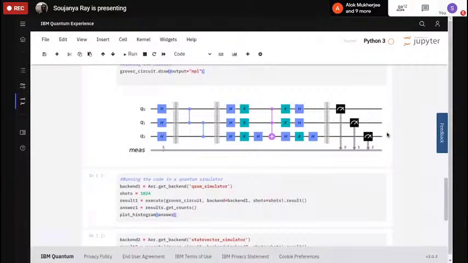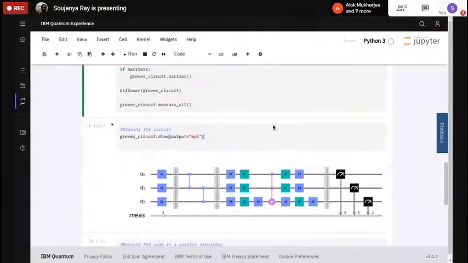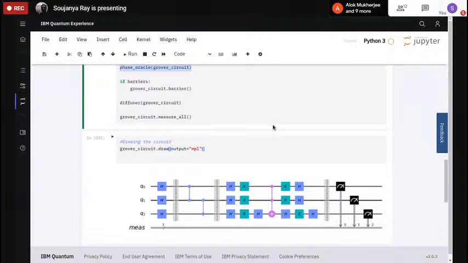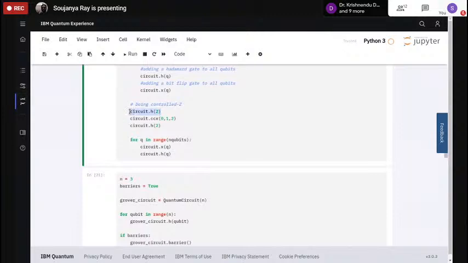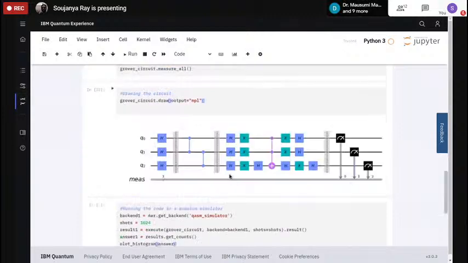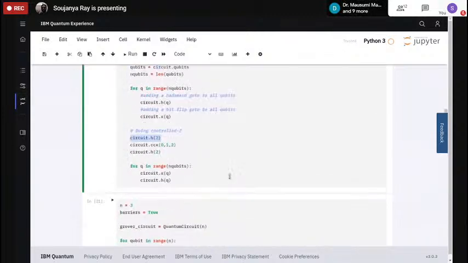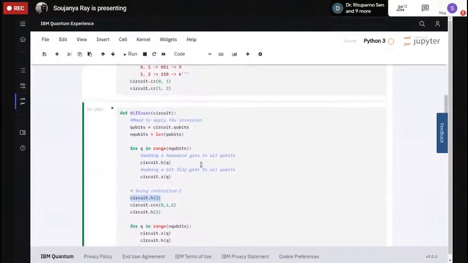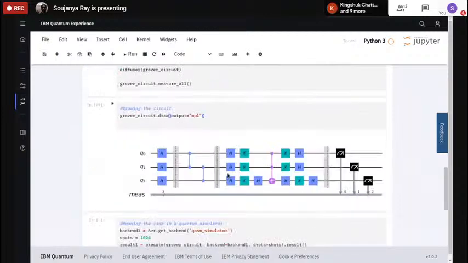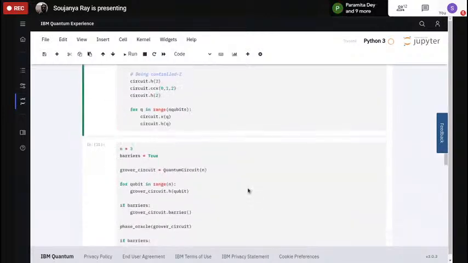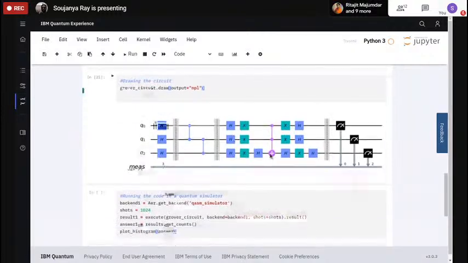So this is how the circuit looks. Later, the diffuser adds Hadamard gates. These are the first Hadamard gates, and these are the X gates. So Hadamard, then X. Then it adds a Hadamard gate just to the 2nd qubit.